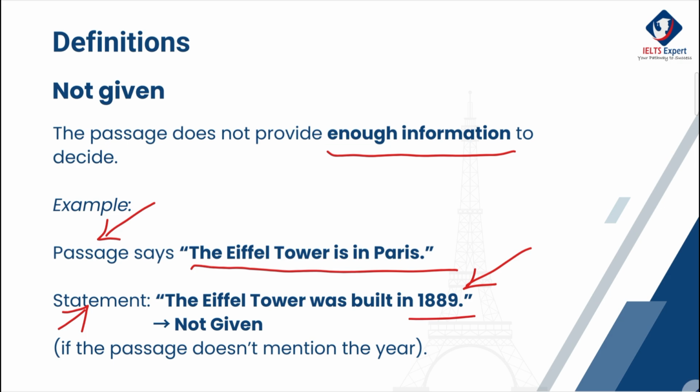So if the passage doesn't mention the year the Eiffel Tower was built, which is 1889, if the passage doesn't mention the time that the tower was built, then you can decide not given, because there is no information about the time that the tower was built, right? So you can decide not given based on the passage, right?